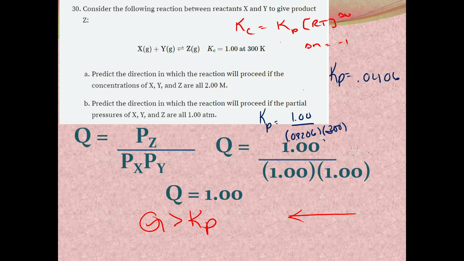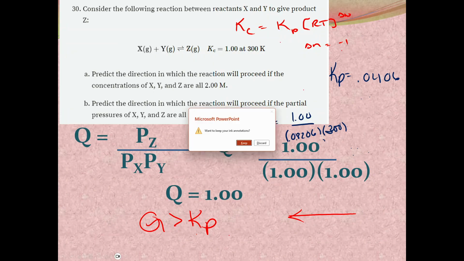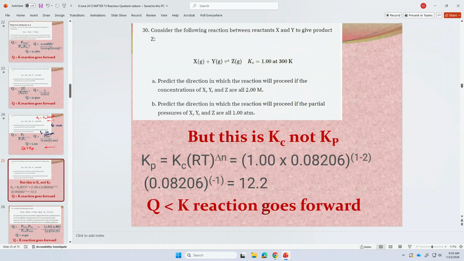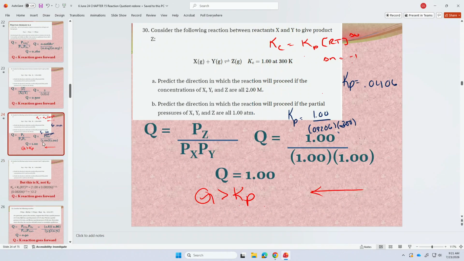So they gave me the first one in molarity, and they gave me a K sub C. The second one they gave me in atmospheres, so I needed to convert to K sub P, which, if you're looking at the original slideshow, I didn't do. So I will fix that and repost it. Oh, okay, never mind. I did redo it. I didn't realize it.